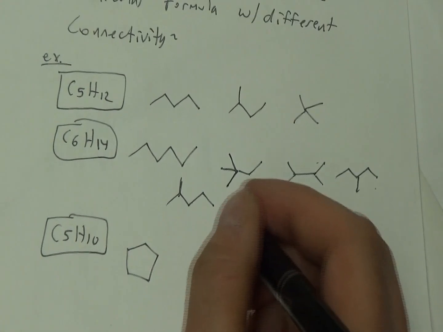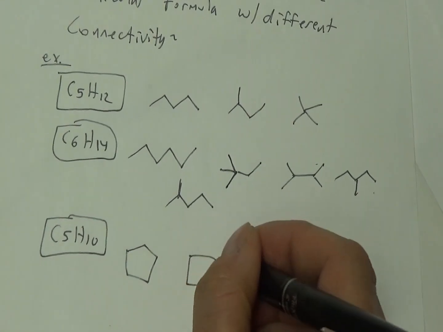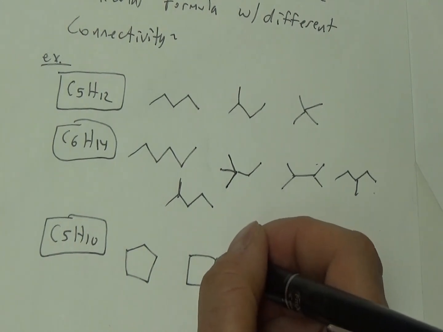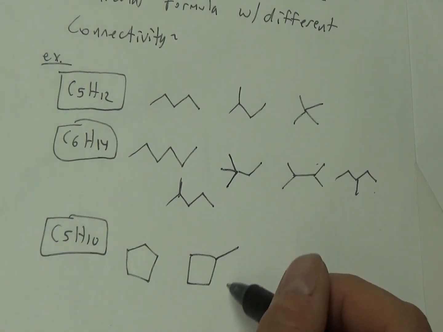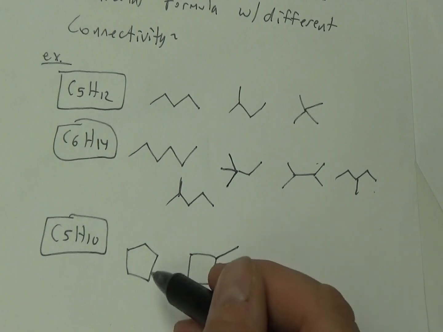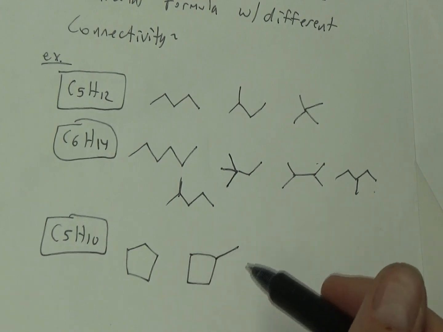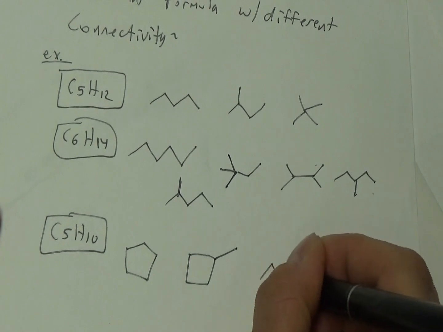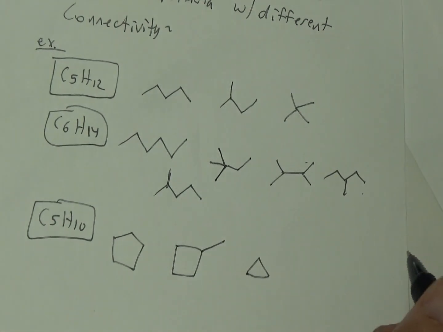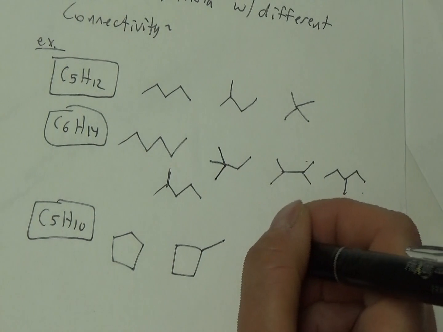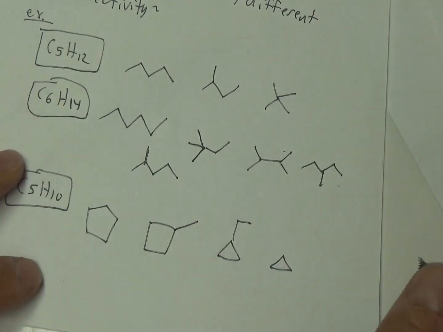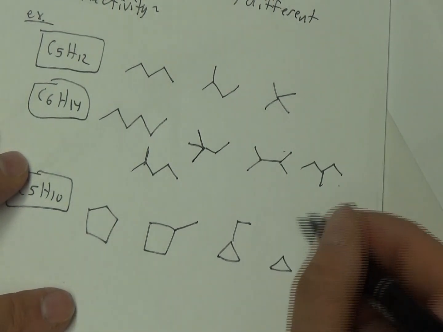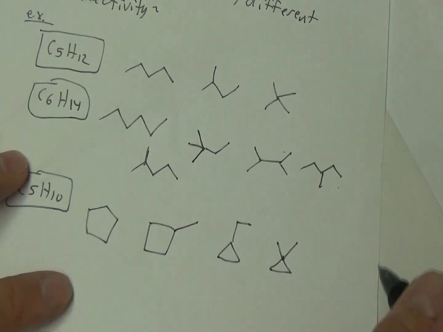Cyclopentane. I could maybe do methylcyclobutane. Methylcyclobutane, right? What else could I do? Instead of 5 carbons, I could do 4 and an extra methyl. What other ones could I do? Maybe I could do 3 and then have an ethyl. Maybe I could do 3 and instead of 2 carbons as an ethyl, I could have 2 carbons like that.